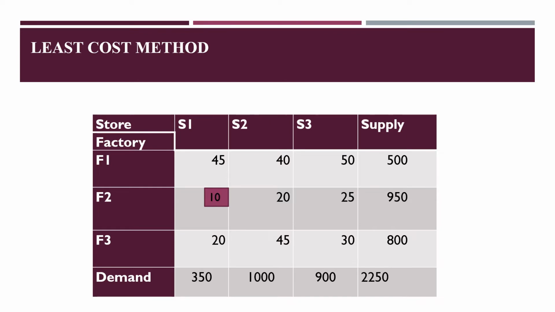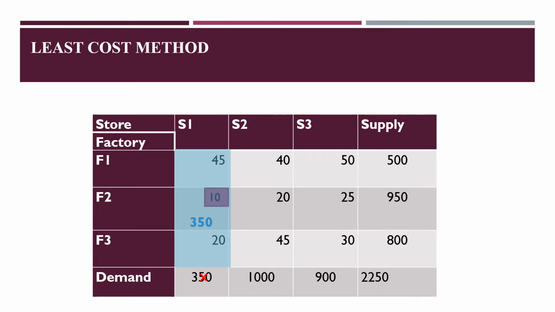How much quantity are we going to allocate? Even though F2 can supply 950 units, the S1 store needs 350 units. Therefore, we are going to put the minimum quantity in the F2 S1 cell. When we allocate 350 units, all the demand condition of S1 is satisfied, so we cannot allocate any more from any other factory. Then I will hide this cell.